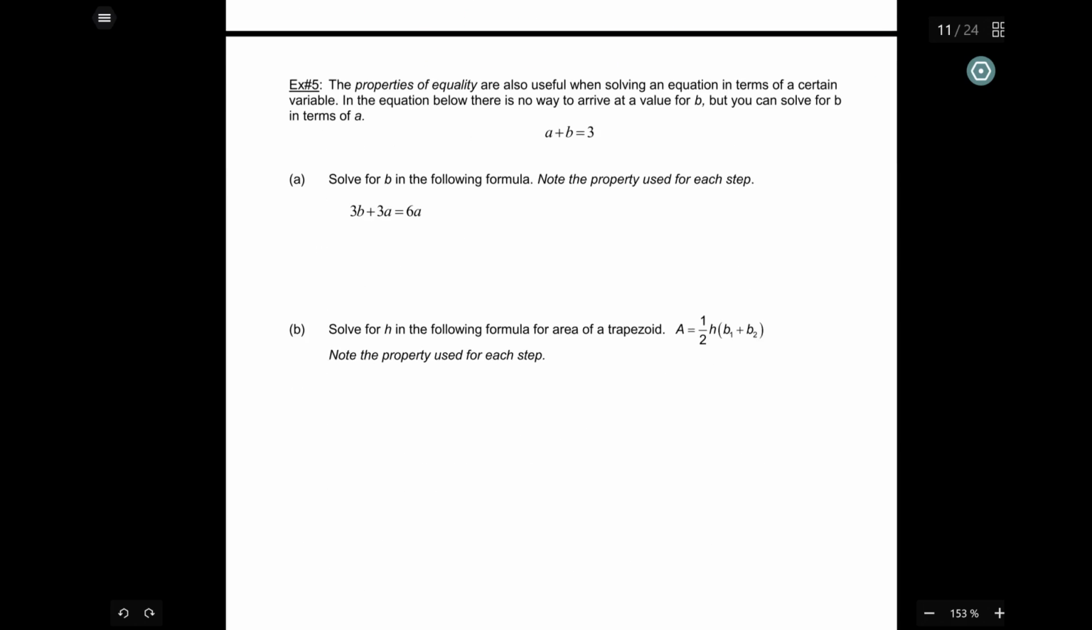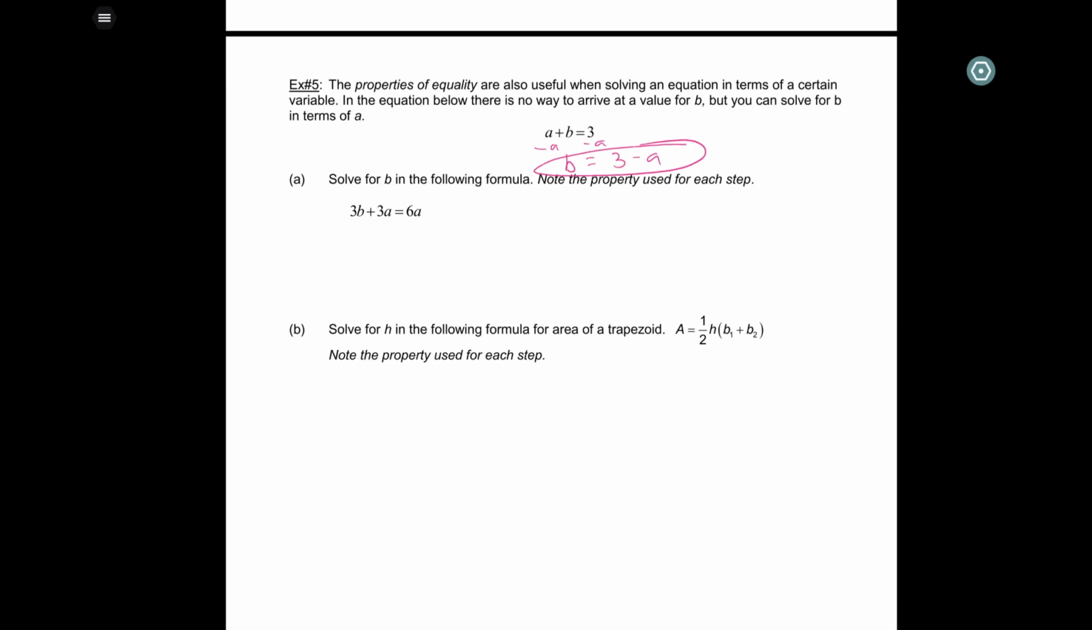Okay. The properties of equalities are also useful when solving an equation in terms of a certain variable. In the equation below, there's no way to arrive at a value for b, but you can solve for b in terms of a. So how to get b by itself? Subtract a on both sides. Then we have b is equal to 3 minus a. And then I can use that and plug in.